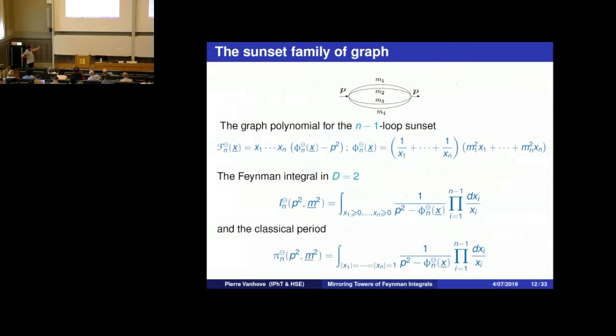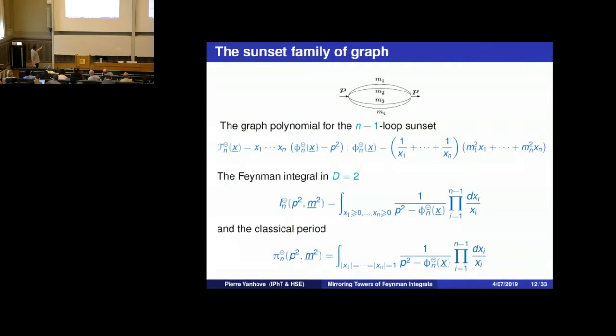So let me tell you what is the graph polynomial for this family of n-1 loop sunset. The graph polynomial has this very nice Laurent polynomial form. It's because the kinematics is very simple. So the internal edge mass is this, just this factor. Then there is the reciprocal of the variables, and this is this Laurent polynomial minus p squared times, so that means when you multiply everything back together, you see it has homogeneous degree n.